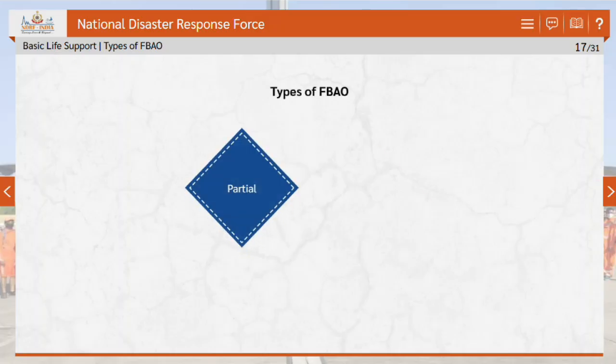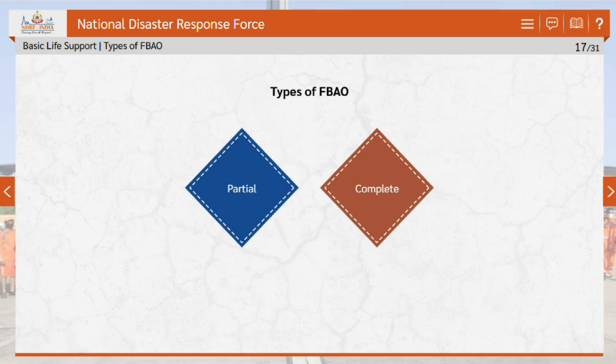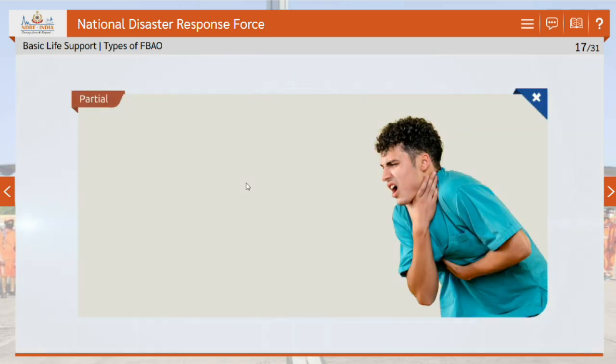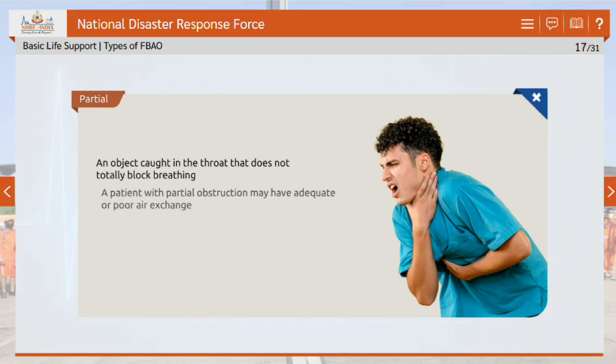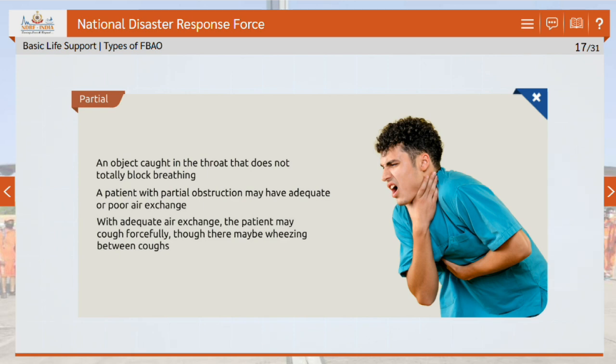There are two types of FBAO. They are partial FBAO and complete FBAO. Click each type to know more about it. An object caught in the throat that does not totally block breathing is partial FBAO. A patient with partial obstruction may have adequate or poor air exchange. With adequate air exchange, the patient may cough forcefully, though there may be wheezing between coughs.